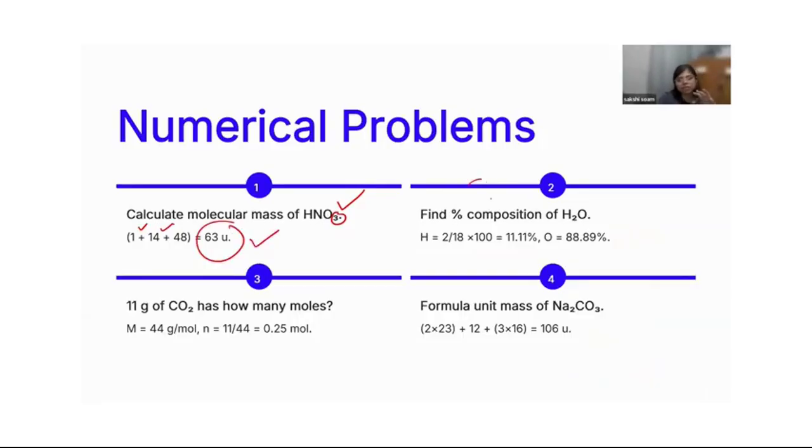Now, what is the percentage composition of H2O? Find the percentage composition of hydrogen. So, like how we find out percentage in school? Like I got 10 marks out of 20. So I do it into 100. Now this is 50%, right?